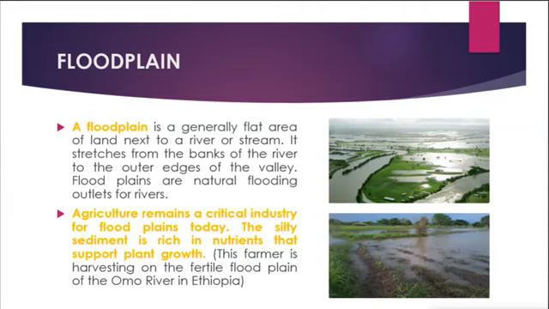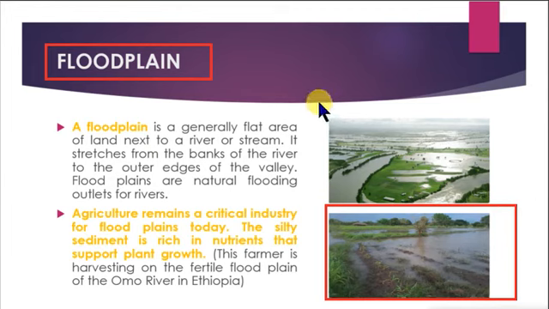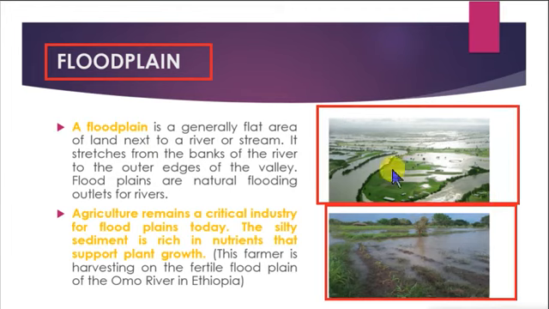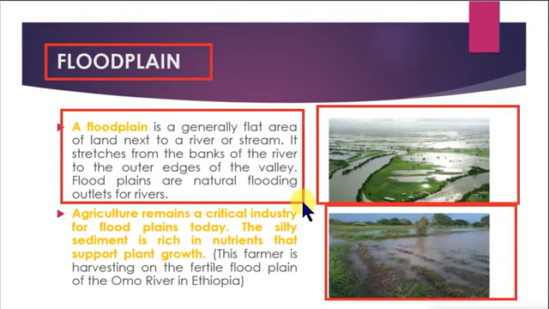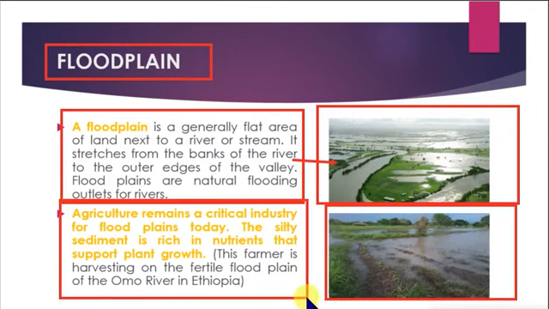Now let us see what floodplains are and how they create danger for agriculture. A floodplain is a generally flat area of land next to a river or stream. It stretches from the banks of the river to the outer edges of the valley. Floodplains are natural flooding outlets for rivers. Agriculture remains a critical industry for floodplains today.